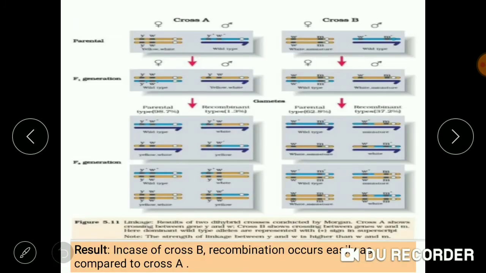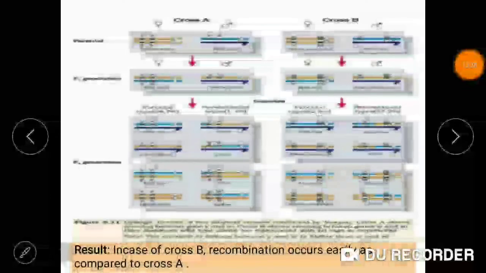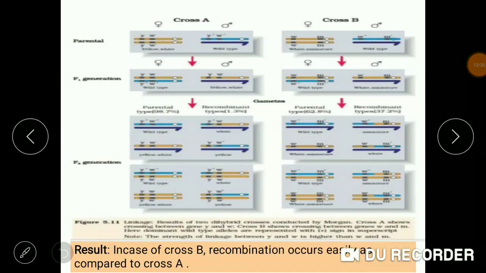So here, with the help of a diagram, they have shown this. Here in cross A they have taken the genes y for yellow and w for white, and the plus sign here shows the wild type, while in cross B they have taken gene w and gene m.